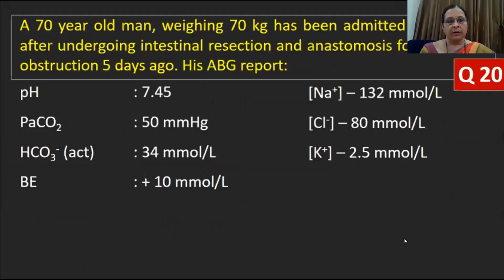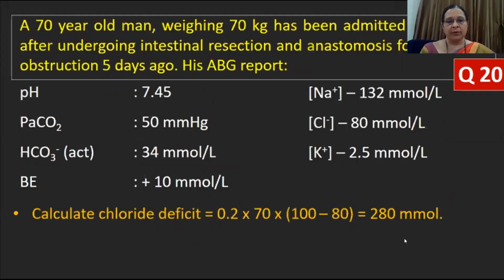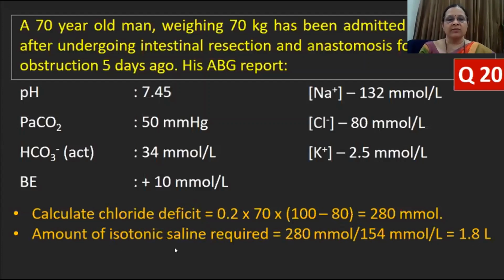Okay. But just the other thing that I wanted to mention, this patient has a lot of chloride deficit. If you want to quantitate chloride deficit, you can use this formula: 0.2 multiplied by body weight multiplied by the normal chloride, you could take as 100, minus 80. Okay, so that is 20. 0.2 multiplied by 70 multiplied by 20, you get 280 millimoles. So that is the chloride deficit the patient might have. And so you just need to give saline to the patient.